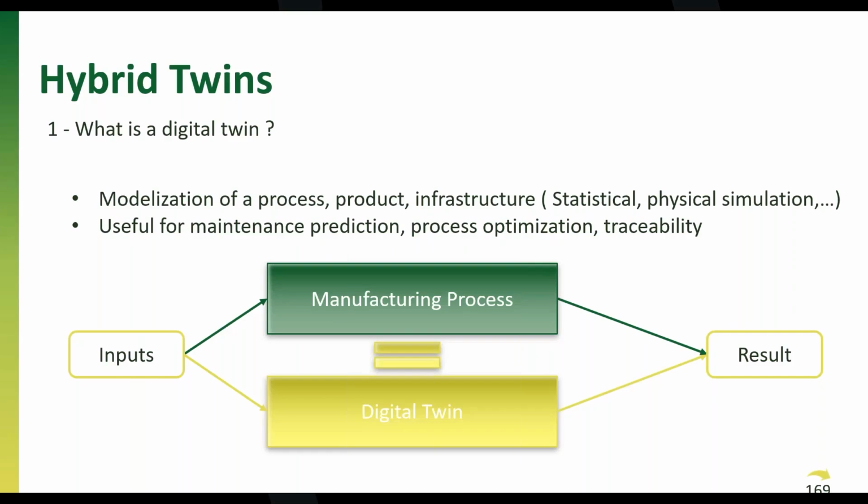the same results. So in order to have predictable results, these digital twins can be statistical, it can be physical simulations, it can be deep learning or machine learning, and it's useful for maintenance prediction, process optimization, and traceability. Next slide, please.